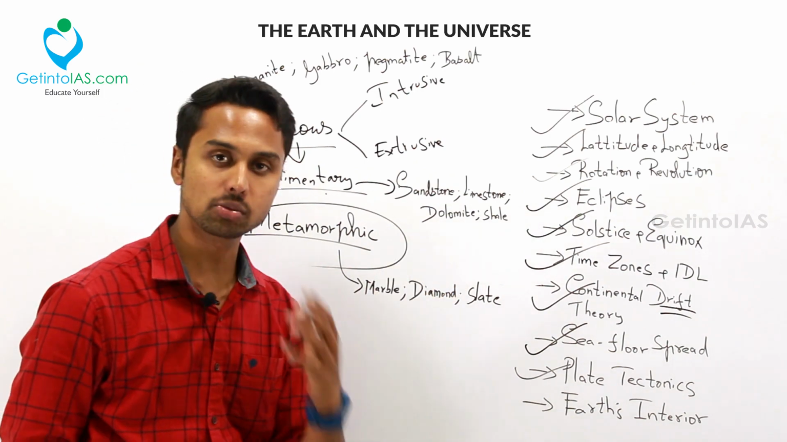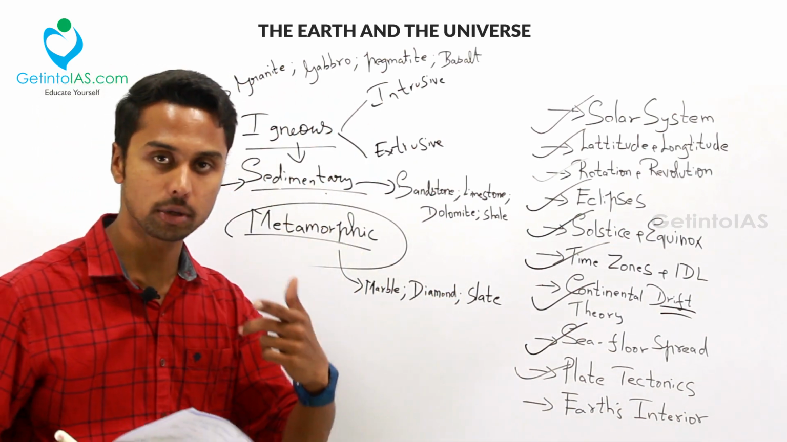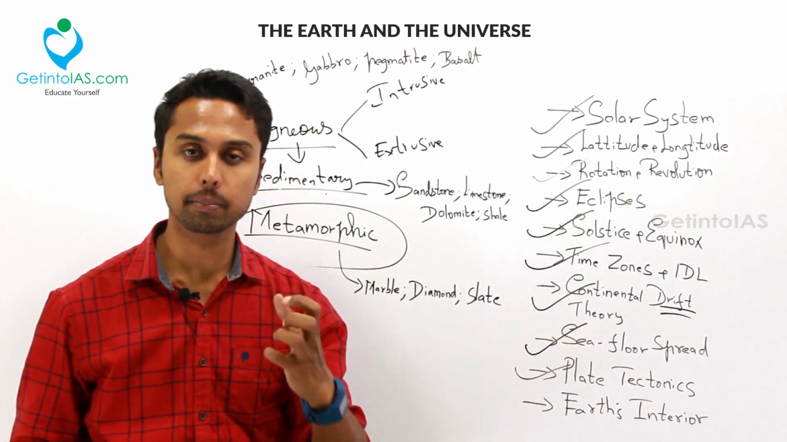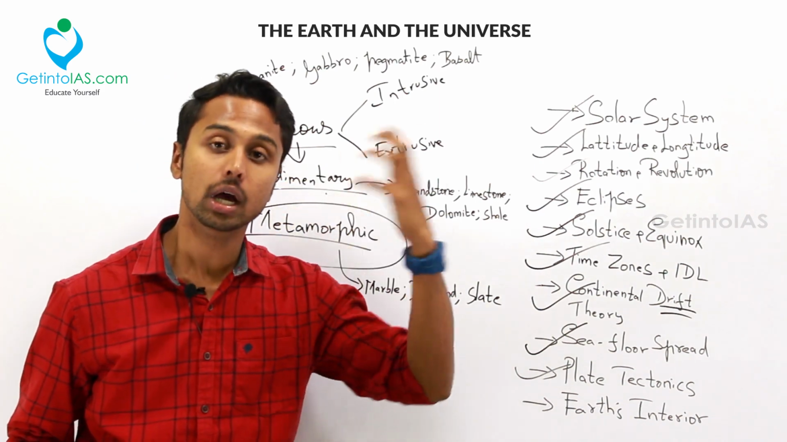So again we will see in the crux what the rocks are. I'll just recap once again. Igneous rocks are known as the parent rock because it is formed of the molten material.